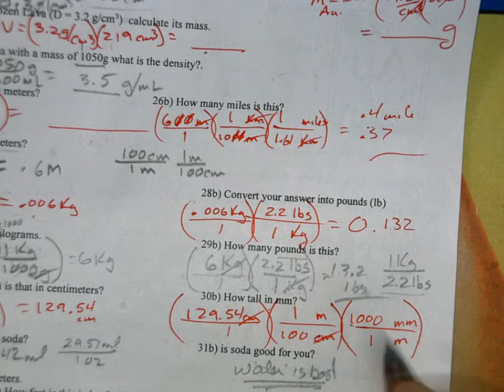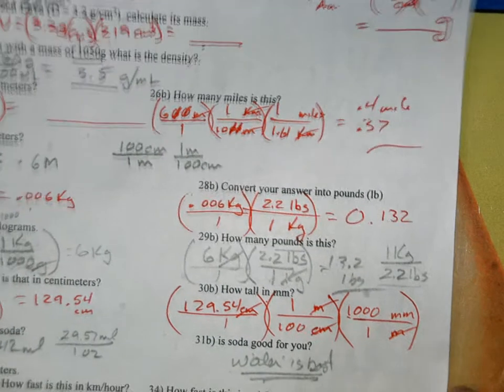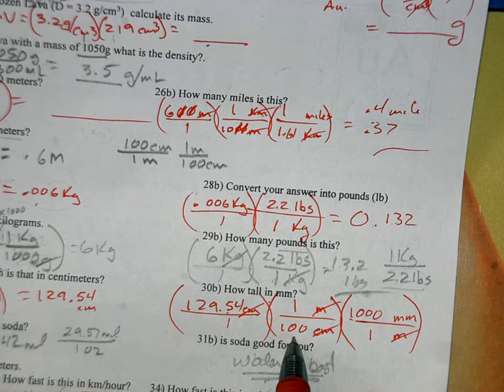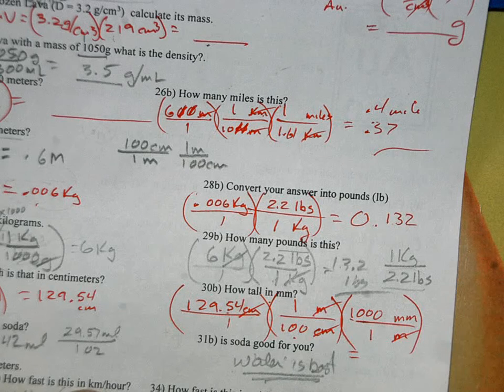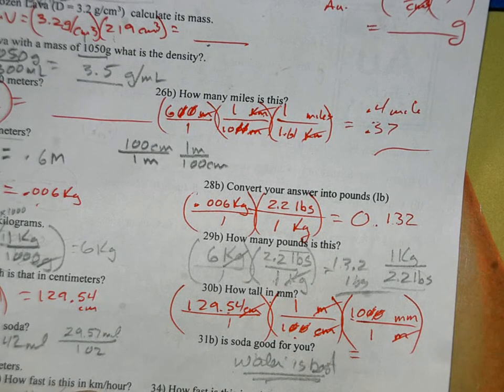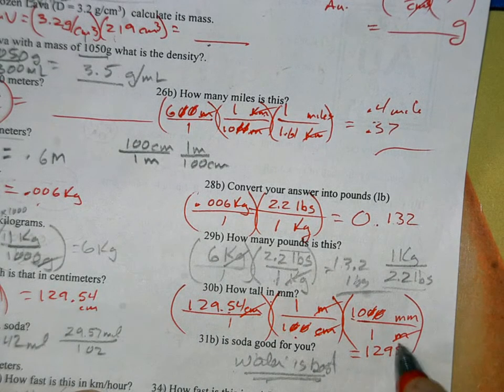Meters will cancel out. When you go to multiply this all out, you're going to take this in your calculator: 129.54 divided by 100 times 1,000. Or if you're smart and looking ahead, cancel out those 2 zeros with those 2 zeros, and it really becomes 129.54 times 10, which equals 1,295.4 millimeters.